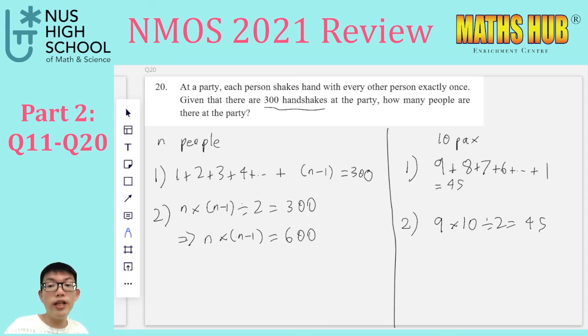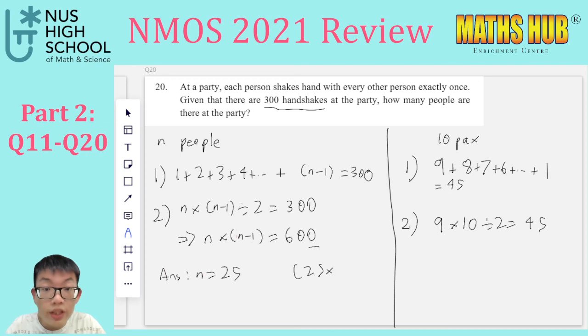Because you know that if n is 10 or 20, that's too small. If n is 30, that's too big. So it should be 20 something, and 20 something in a way that the last digit is 0. Right? So if you adjust a little bit, you would realize that your answer is n is 25. So there are 25 people, and 25 times 24 is equal to 600.